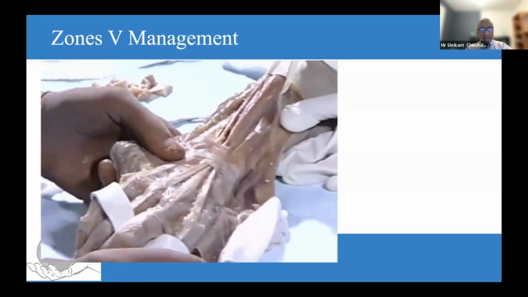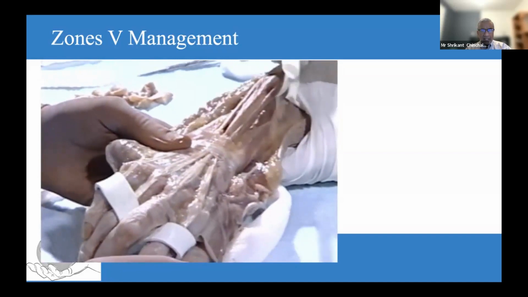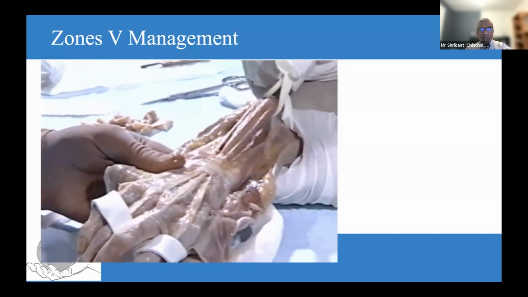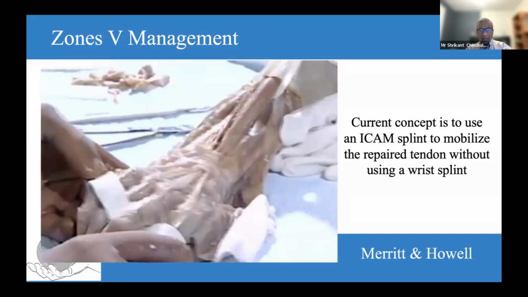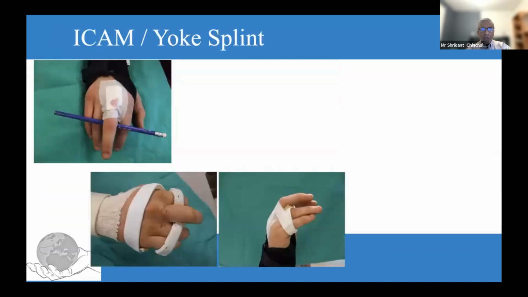So how do we manage this in order to prevent these complications that I've listed earlier? Upon repair of the tendon in zone 5, as advocated by Mallet and Howell, we give them an ICAM splint or yoke splint and allow these patients to perform active motion of the MCP and IP joints. However, now the trend has been to use an ICAM splint only and not the wrist splint.